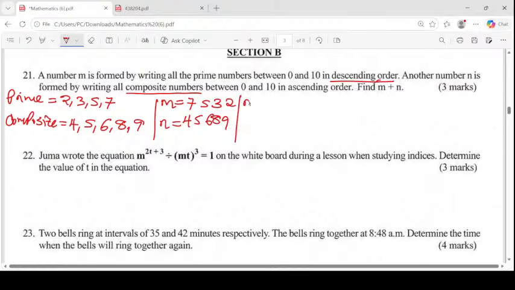When you talk about m plus n, it is 7532 plus 45,689. When you add 7532 plus 45,689, this becomes 53,221. Question number 22, sorry.